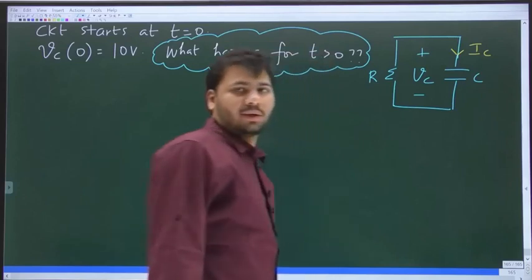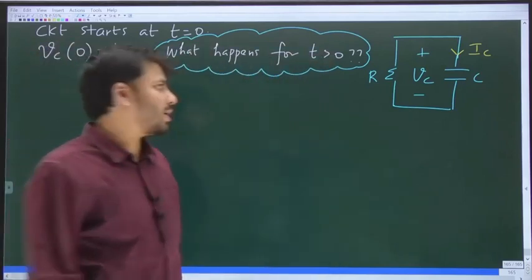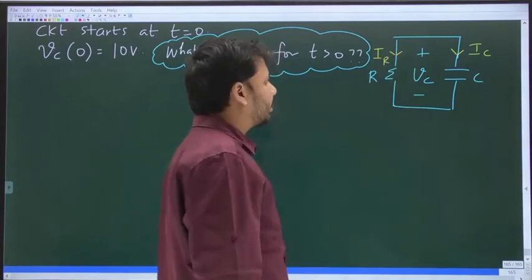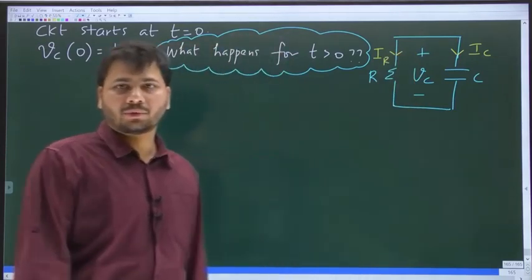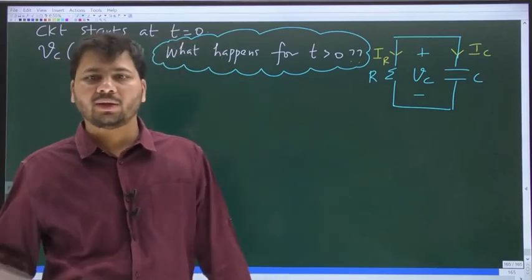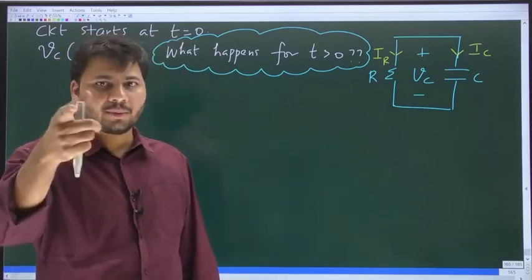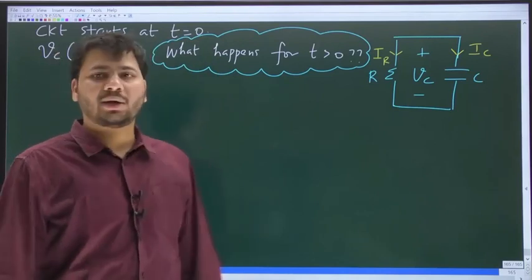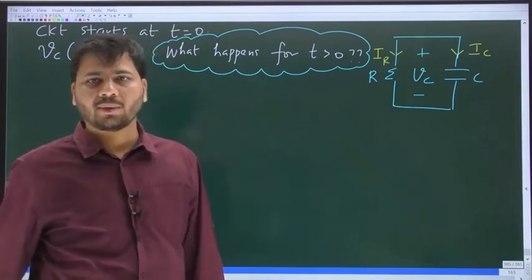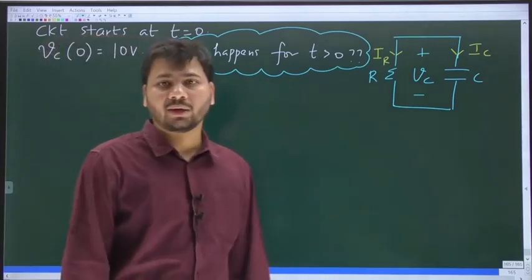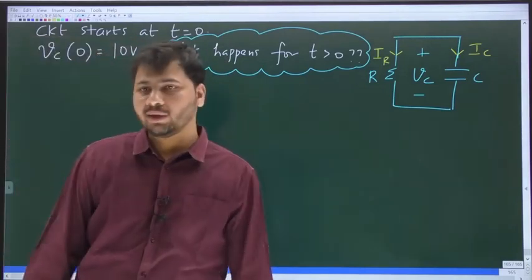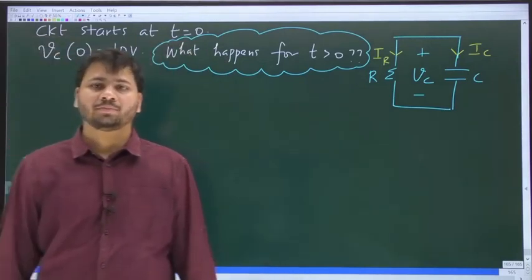Let IC be the current through the capacitor. Let IR be the current through the resistor. Please type in the chat box the relation between IC and IR. What is the relation between IC and IR? Quickly.